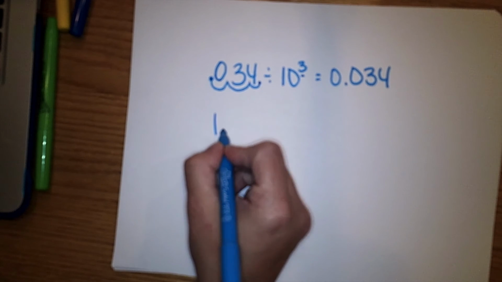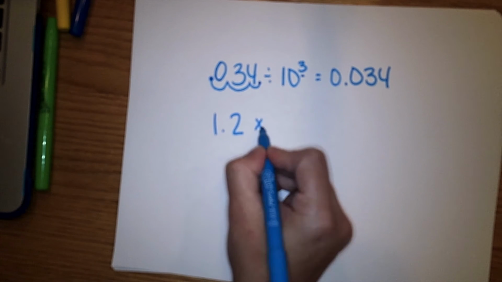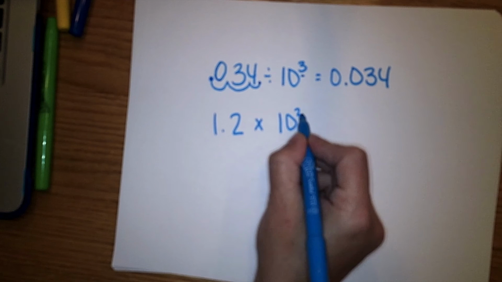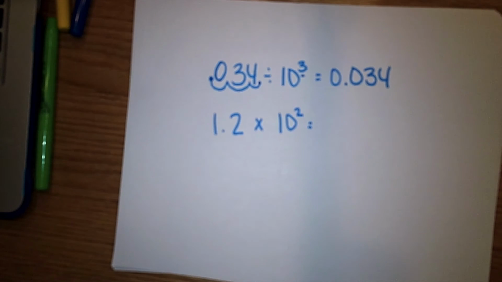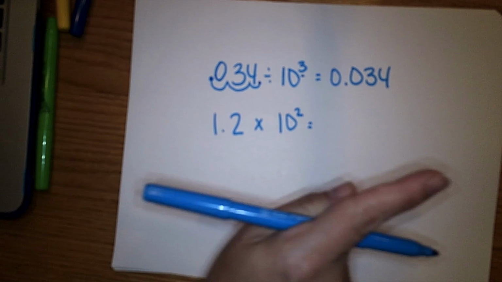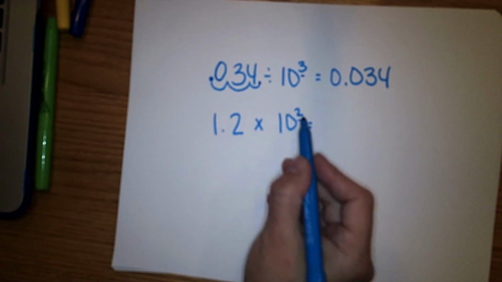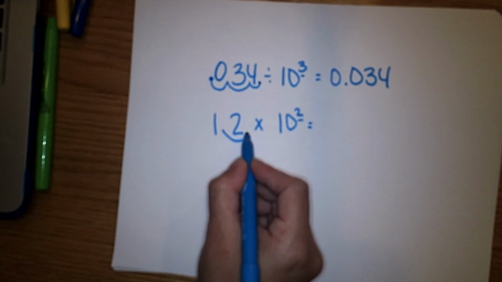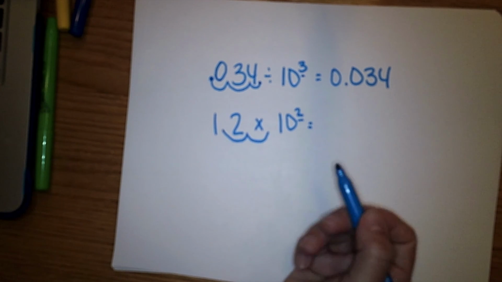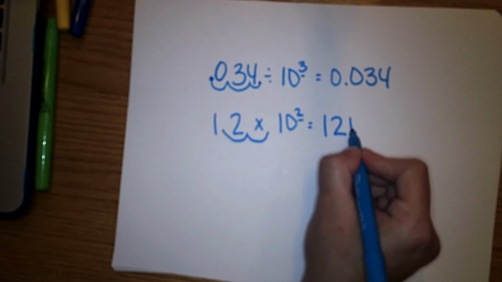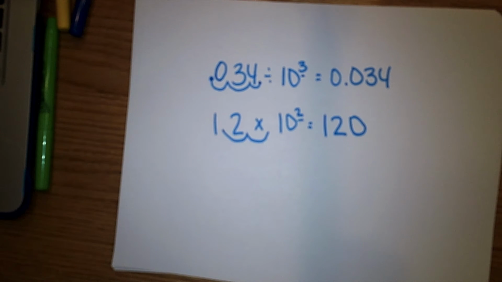Let's give a multiplication one a try. 1 and 2 tenths times 10 to the second power. So now our number is going to get bigger. We're multiplying, repeated addition. We're going to move to the right 2 times. 1, 2. And of course, we don't want our x there. We know that we have to fill in with a 0. So my product is 120.